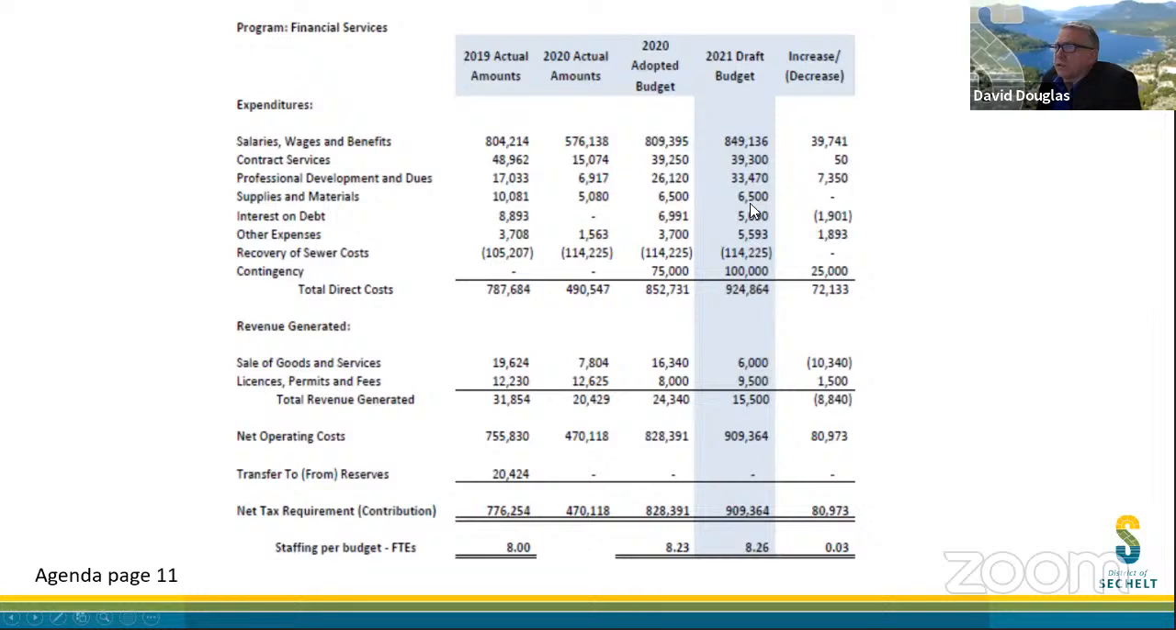Financial services, overall, no real difference in service level here within the budget. There might be a few extra hours for part-time help on tax time over a previous year. And then the increase in contingency that I talked about earlier, going from 75,000 to 100,000.